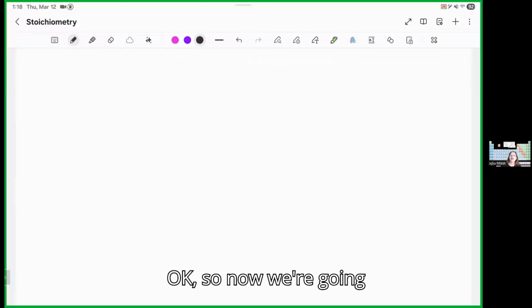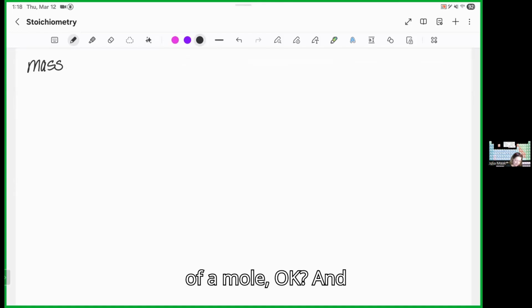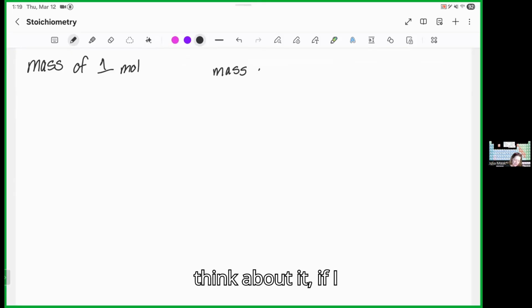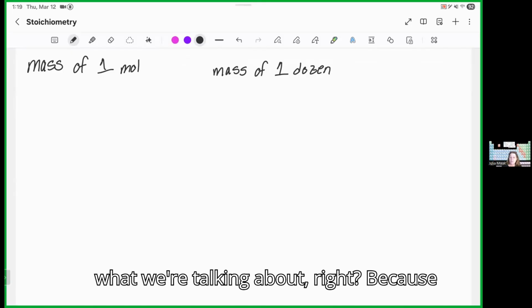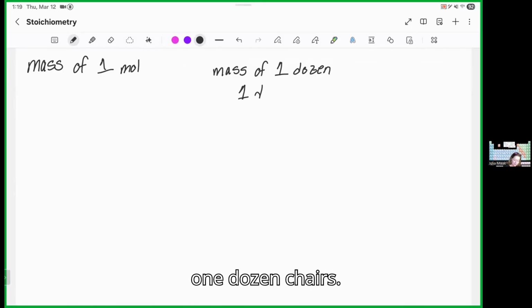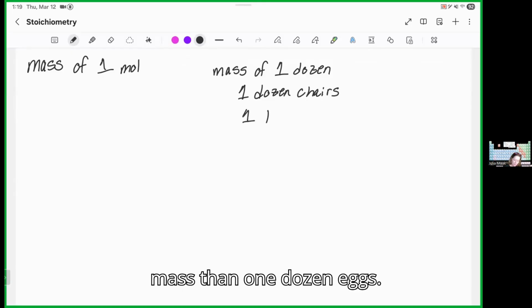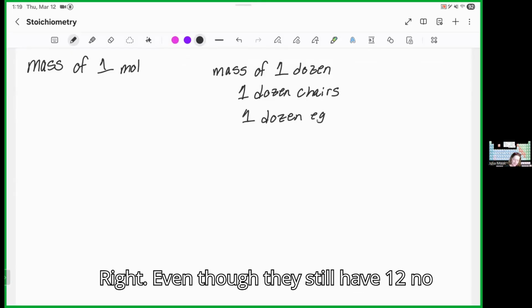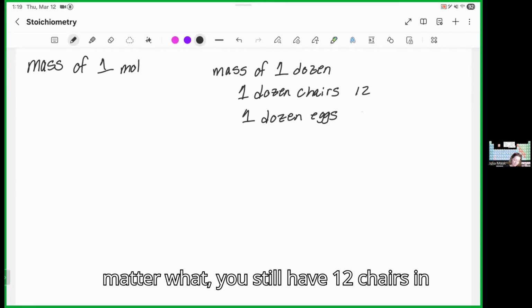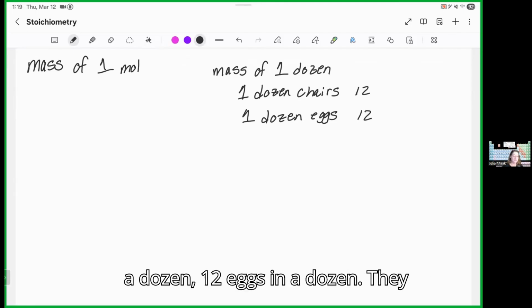Okay, so now we're going to talk about the mass of a mole. Okay, so the mass of 1 mole. If you think about it, if I say the mass of 1 dozen, it depends on what we're talking about, right? Because 1 dozen chairs is going to have a very different mass than 1 dozen eggs, right? Even though you still have 12 chairs in a dozen, 12 eggs in a dozen. They have a very different mass.